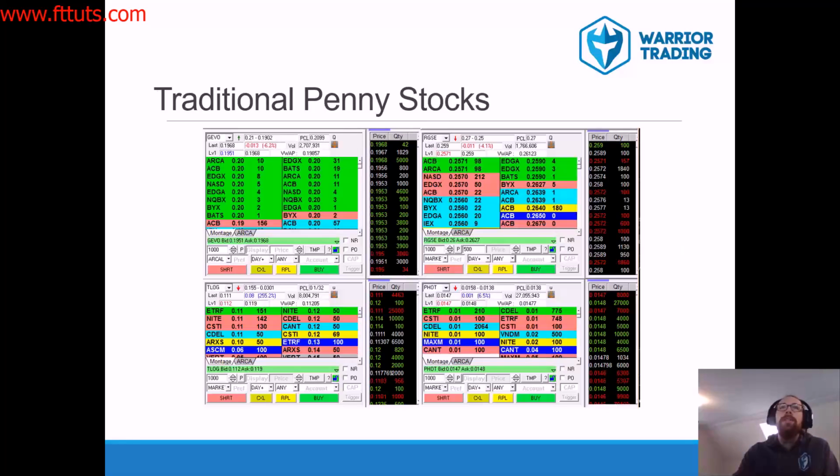All right, so you can see right here, this is a traditional penny stock. This is Gevo, 20 cents. You'd have to look at it like here. RGSE, this is with the 100th of a penny, 2571 by 2579. And then you have FOT, which is 1 penny by 1 penny. And you've got T-log, which is 11 cents by 12 cents.